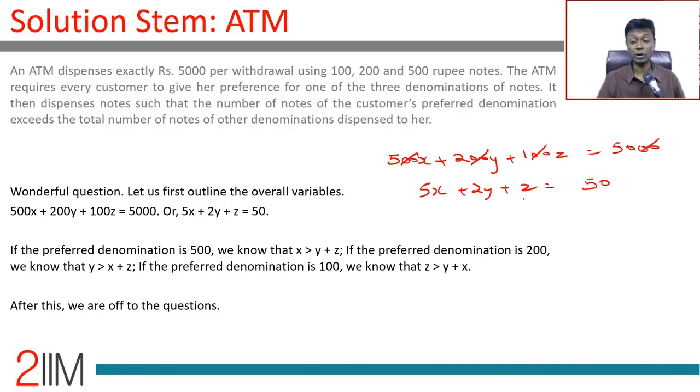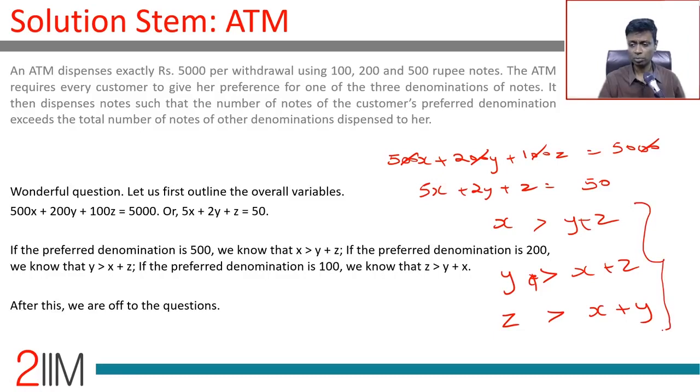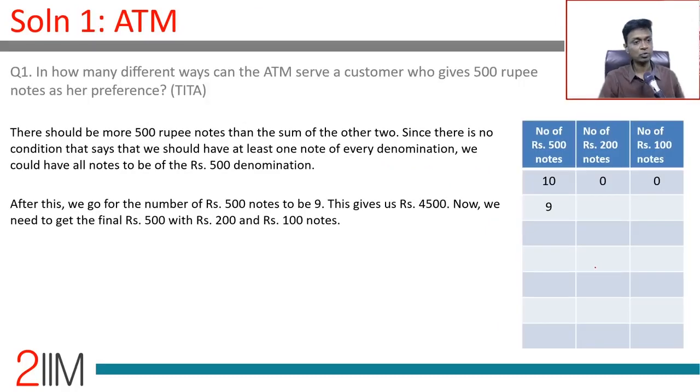If we say 500 rupee note is the preferred one, then x is greater than y plus z. If 200 is the preferred one, then y is greater than x plus z. If 100 is the preferred one, z is greater than x plus y. This depends on what the preferred note is. Fine. Wonderful. So let's jump to the questions and then see where they take us.